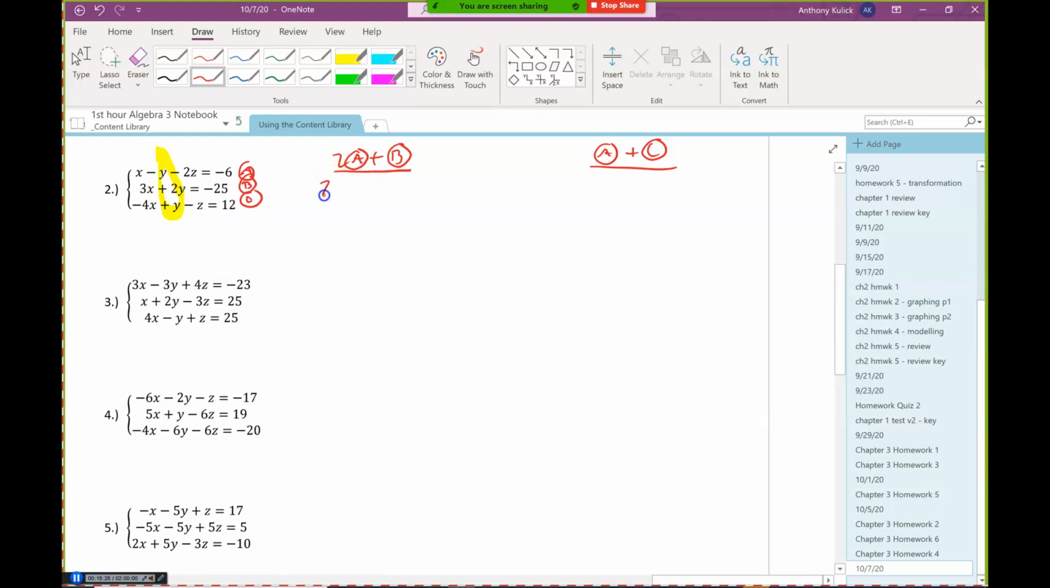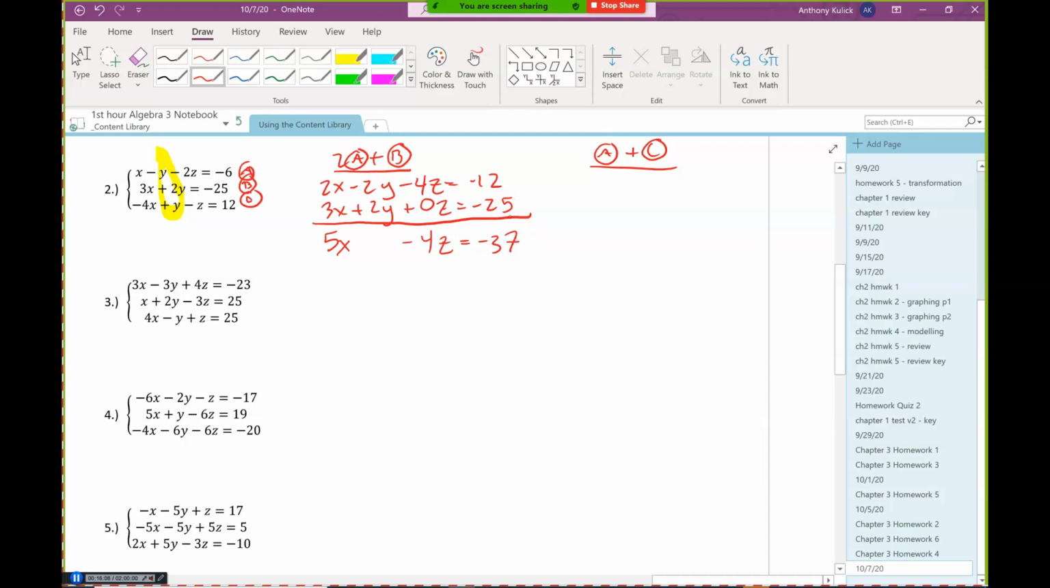So 2 times a, I have 2x minus 2y minus 4z equals negative 12. And then b, I'll just recopy down. Notice that there's no z, so I'll just write a 0z there, just so everything stays lined up for me. So if I do that, I get 5x. The y's cancel out. Minus 4z is equal to negative 37.